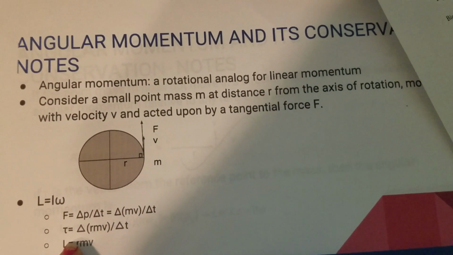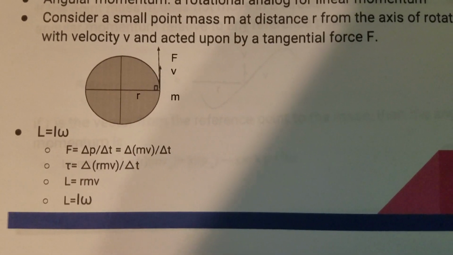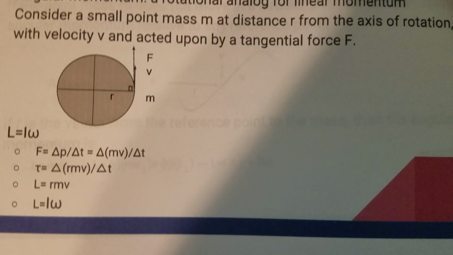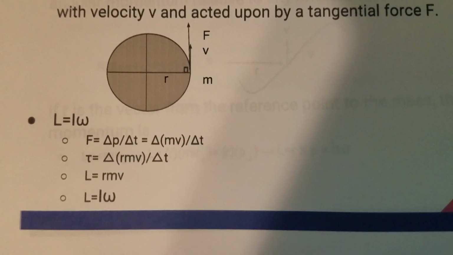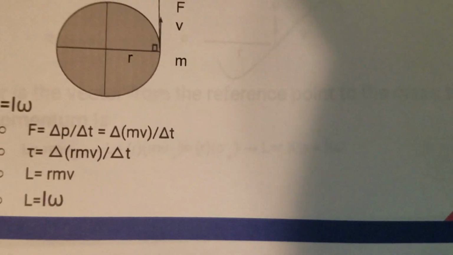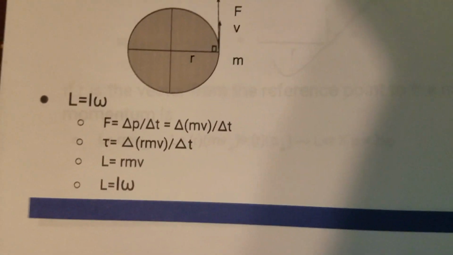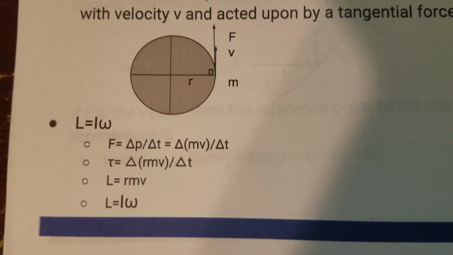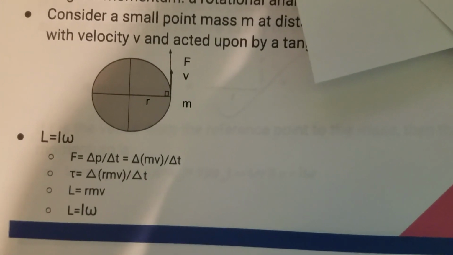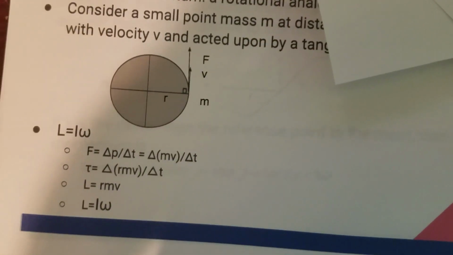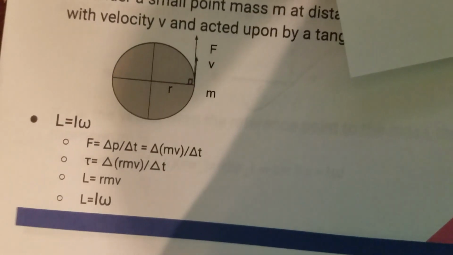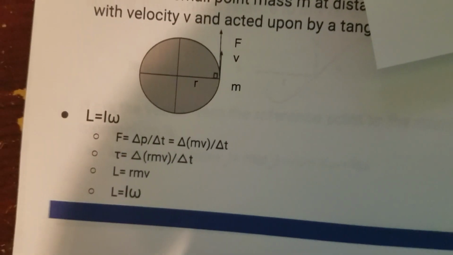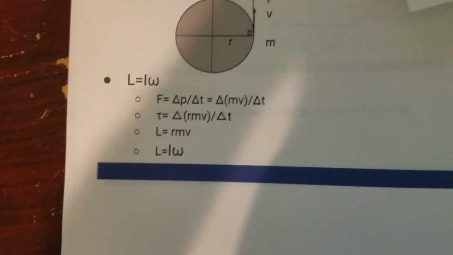And the torque: if you multiply both sides of the equation by r, you should notice that you get radius times force, which is equal to the torque. So you'll get torque is equal to delta of rmv divided by delta T. Now we say that the torque is equal to the rate of change of angular momentum, and the angular momentum, denoted by L, of the point mass m is defined by the equation L equals rmv.